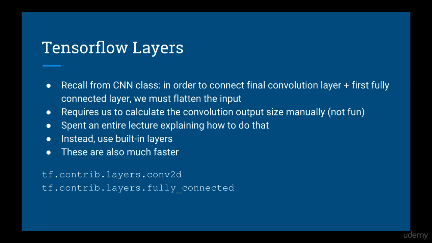The next change we are going to talk about is using built-in TensorFlow layers. Recall from convolutional neural networks that in order to connect the convolution layers and the fully connected layers, we need to flatten the final convolution output. But to make the first hidden layer weight the right size, we need to know what size the final convolution output is. This isn't a trivial task in general. In fact, we spent an entire lecture on it. So using built-in layers helps make this less painful.